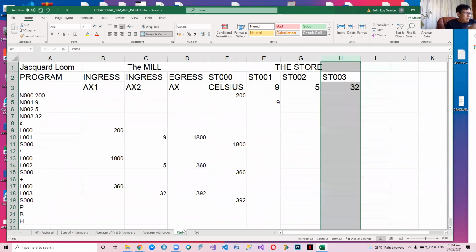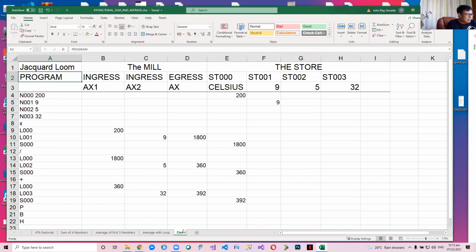Okay. The next is the computation of Celsius to Fahrenheit. You can use any number in Celsius. In this example, we are trying to convert the value 200 degrees Celsius into Fahrenheit. This is straightforward computation. The formula is multiply times 9 divided by 5 plus 32. Do you follow? You can Google that. It's just the reverse.